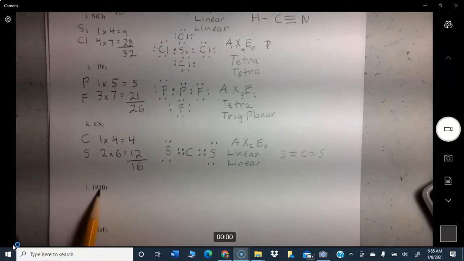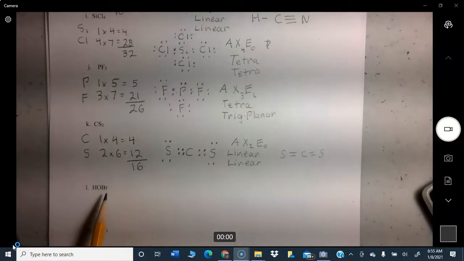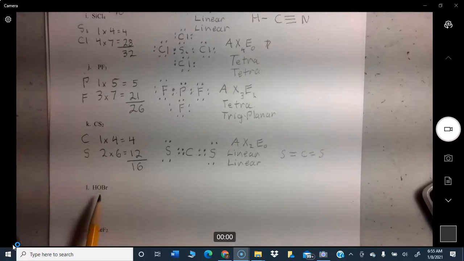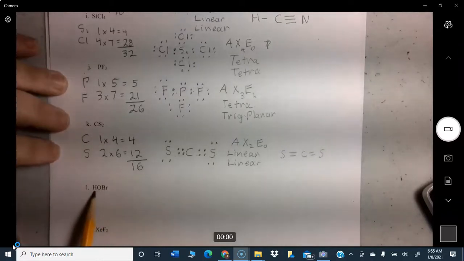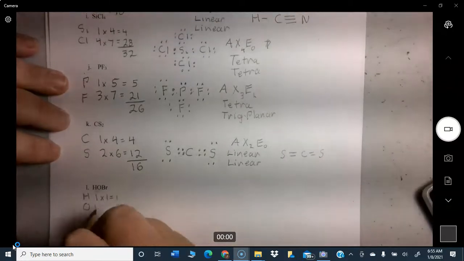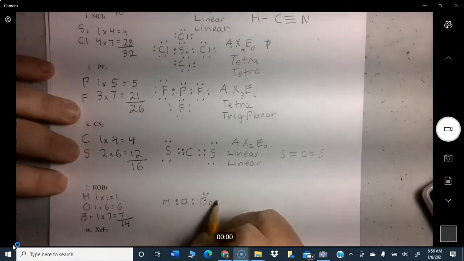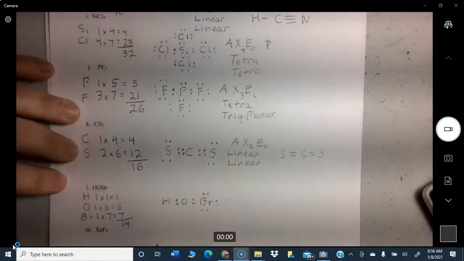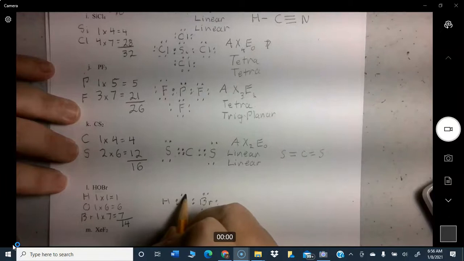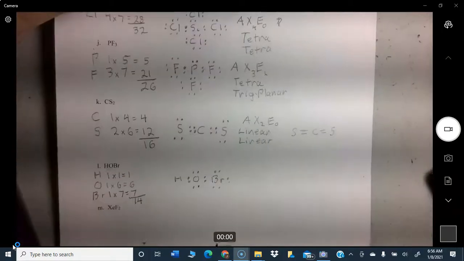Okay, we may not be sure which is the central atom. We know it can't be hydrogen. It's either oxygen or bromine. But we're again not going to get into formal charge to figure that out. We're just going to assume it's the oxygen. We actually did this one before. Okay, so we have 10. We need 4 more electrons, so we're going to put them here. And now we have 14 electrons, and all atoms have an octet.